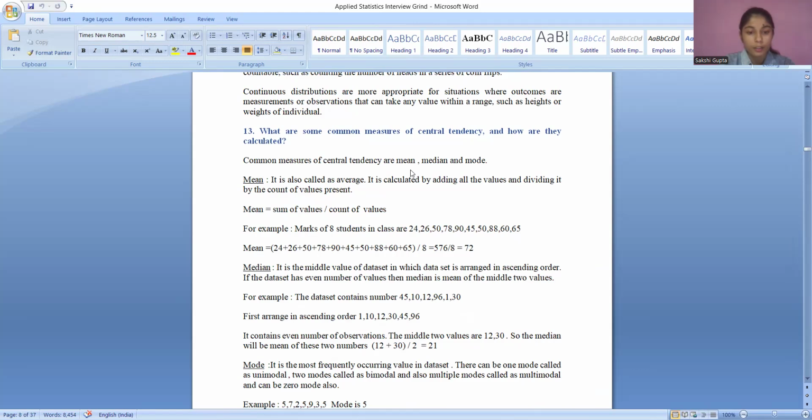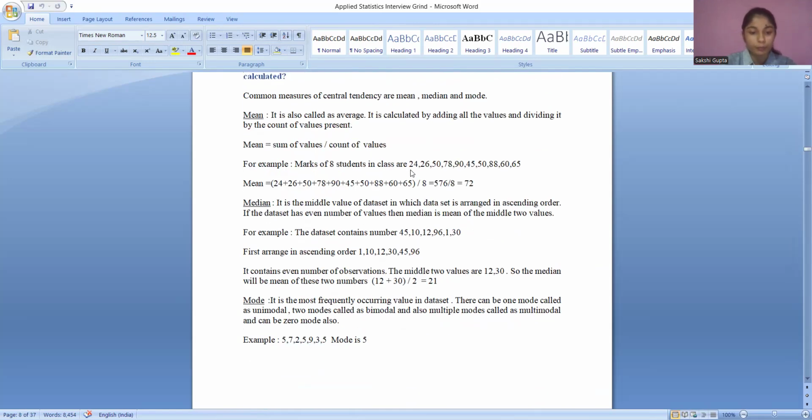For example, the marks of students in a class are 24, 26, 50, 78, 90, 45, 50, 88, 60, 65. Mean equals 24 plus 26 plus 50 plus 78 plus 90 plus 45 plus 50 plus 88 plus 60 plus 65 divided by 8. Then it came to 576 divided by 8 equals 72.